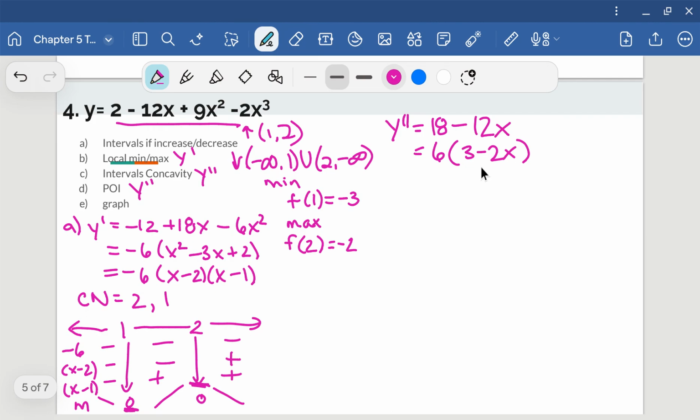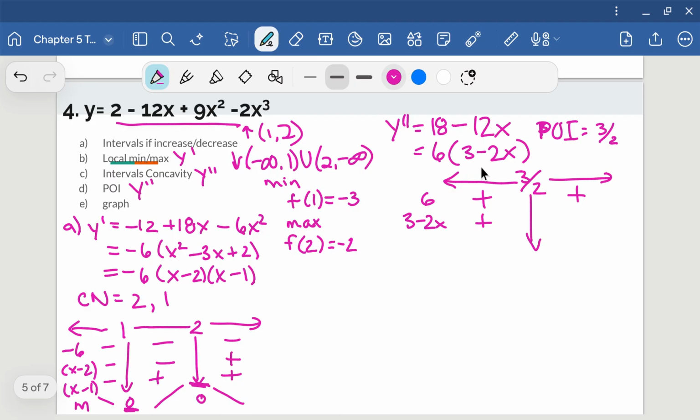Now this tells me I have a possible point of inflection, sorry, that's a P, point of inflection. When I set this equal to 0, it's possibly at 3/2. So now I want to test that by doing another number line with 3/2 and my factors. 6 will always be positive. Then I look at 3 minus 2x. Anything less than 3/2 will be positive. Greater than 3/2 will be negative.